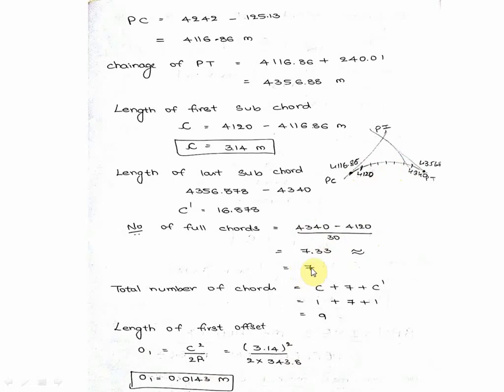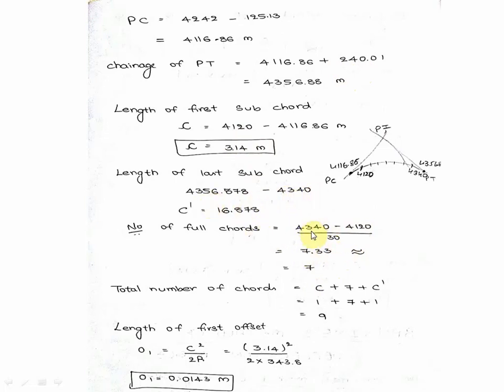Take that as the nearer value, 7, because if it is 7.6, or more than 7.5, you have to take it as 8 chords, rounding up to 8. Then 8 into 30 is 240 meter, plus 3.3 meter again, since you have to add the first subchord length and last subchord length. So it will be greater than the length of curve. That's why they have taken 4340 here.